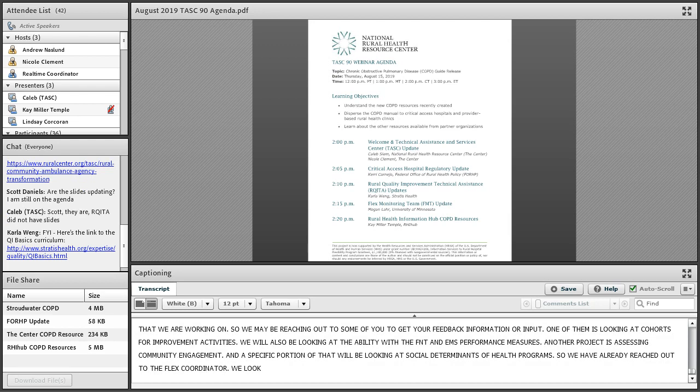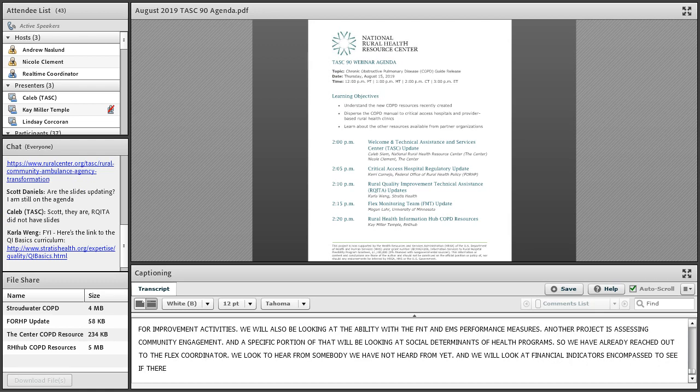We will be looking at assessing financial indicators in COMPASS to see if there are any that we need to retire, look at adding new indicators in there, and then also looking to see if we need to revise some of the benchmarks that are used.